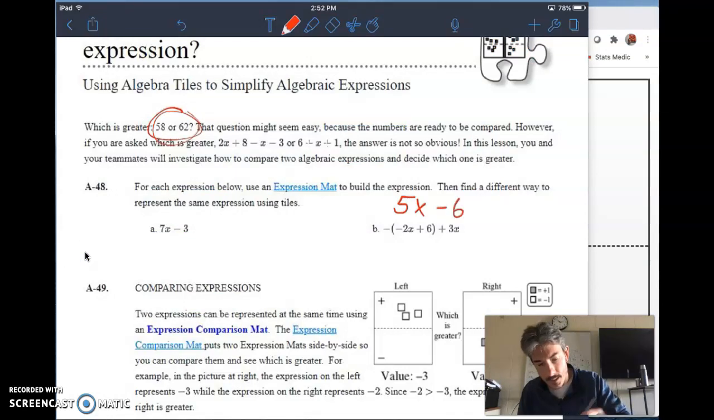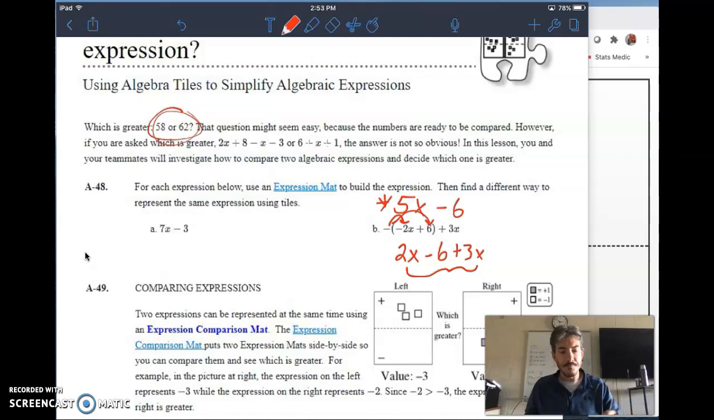5x minus 6, and does that check out? Of course, if I distribute that negative throughout, I get a positive 2x minus 6 plus 3x, and I think you all see that if I take the 2x and the 3x, I can combine them and get this 5x here. All right, that's our goal today, to be using those algebra tiles to do that simplification.